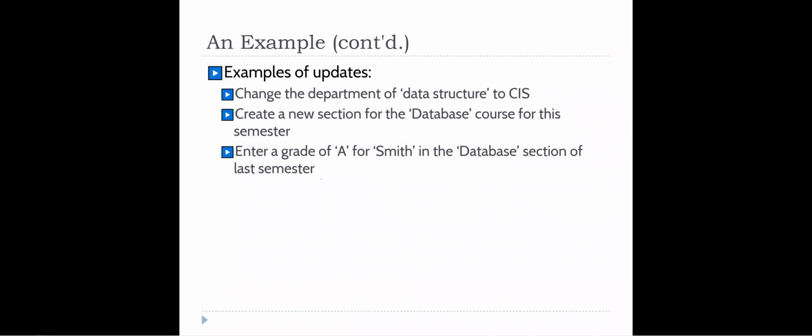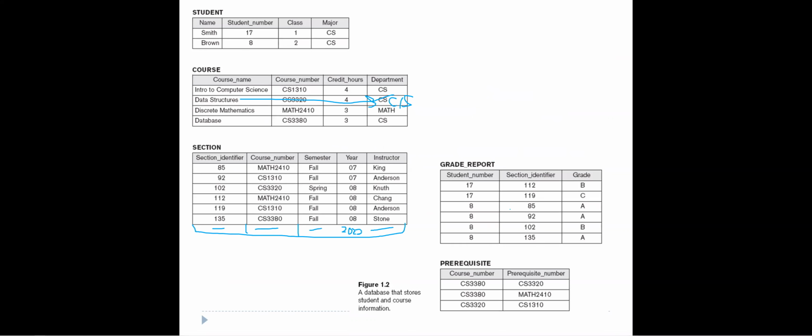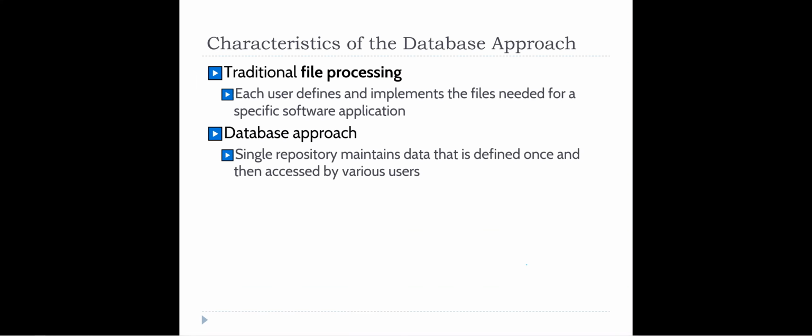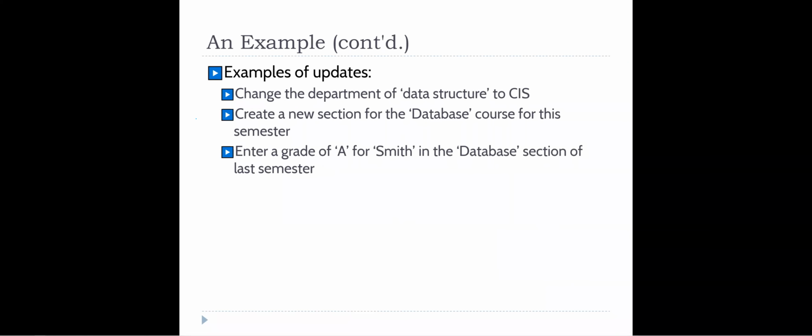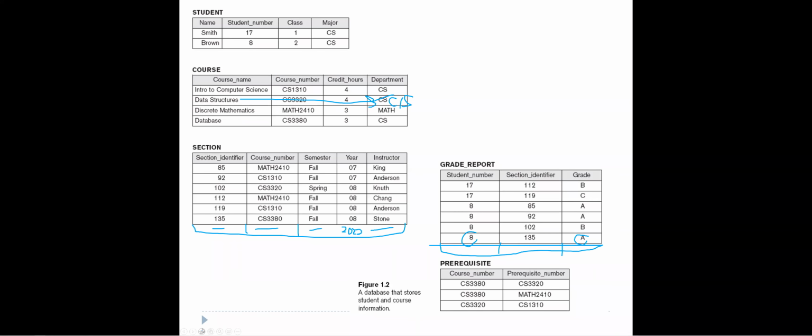This is also one of the updates that you can do. It's adding a grade of A for Smith in the database section for the last semester. With the previous example, you notice that only Brown got A. Now we want to add also Smith to here, so we will add an extra record to the table. Okay.